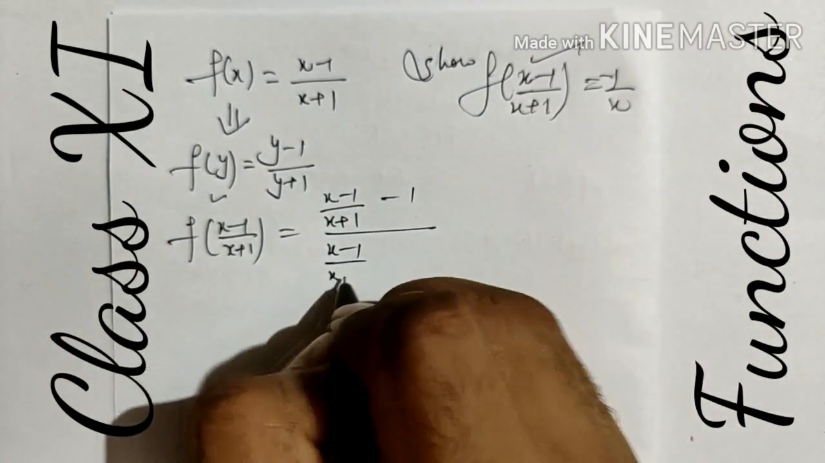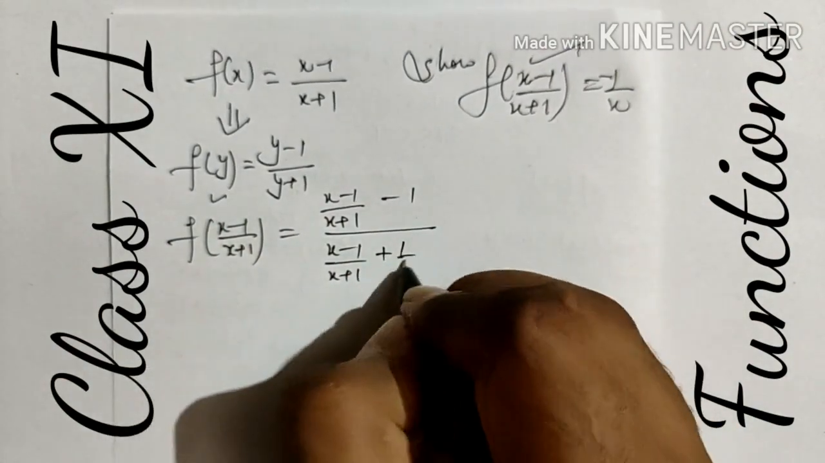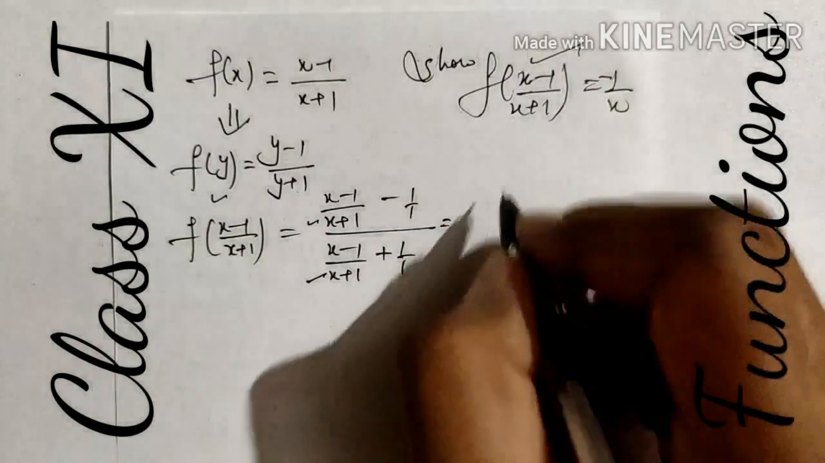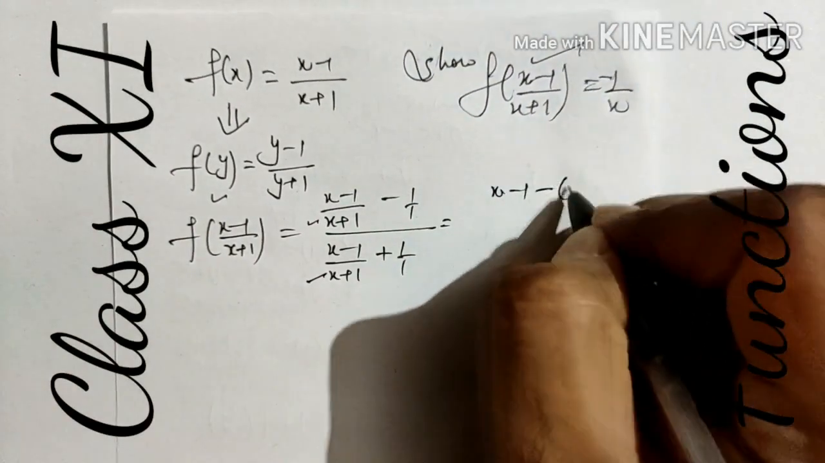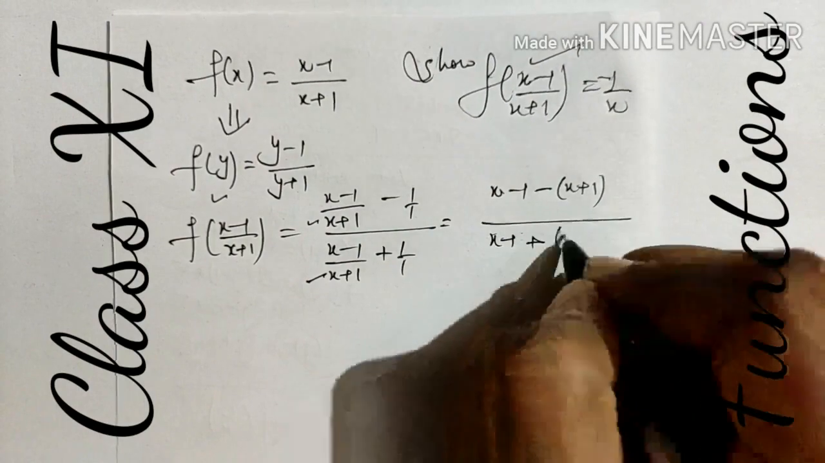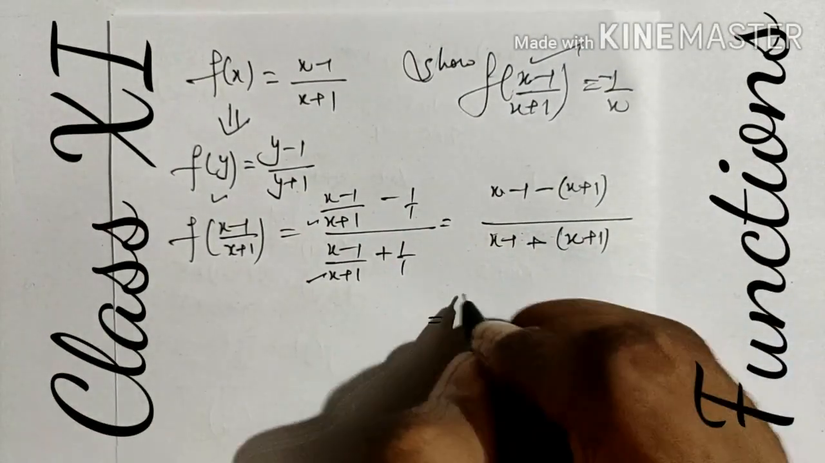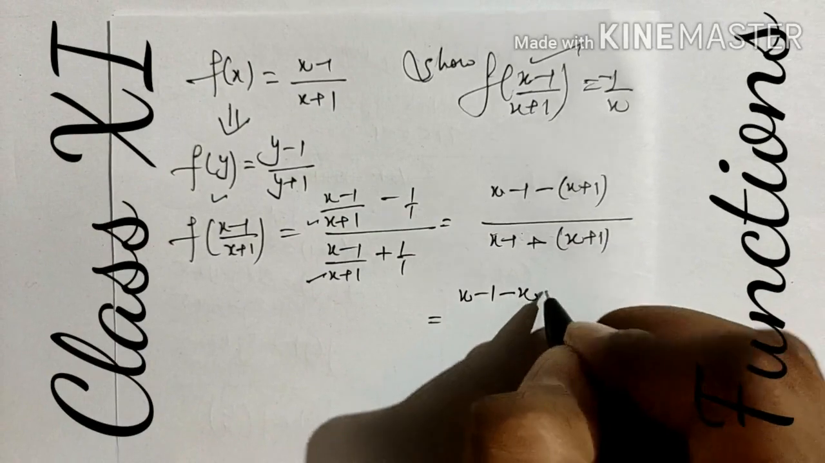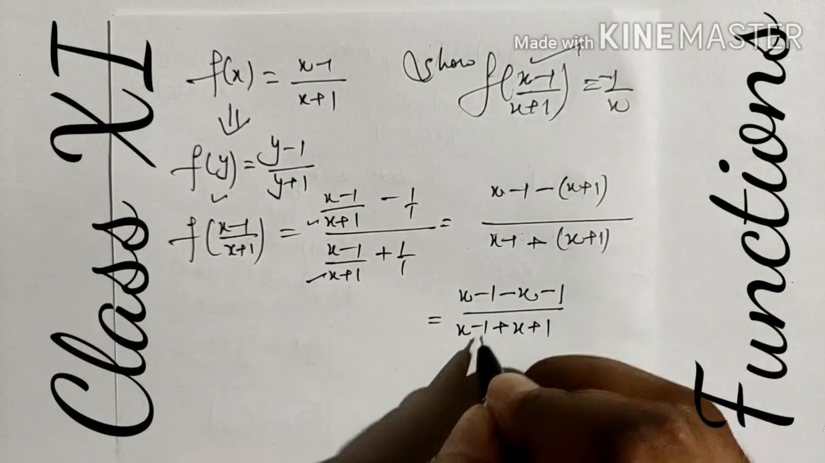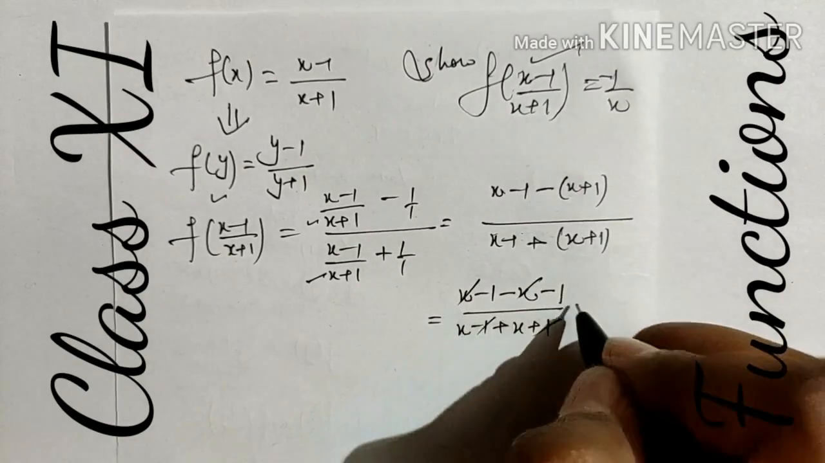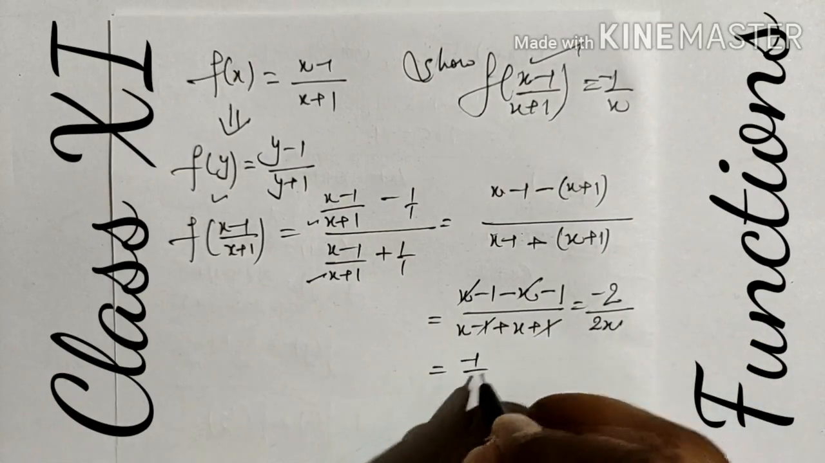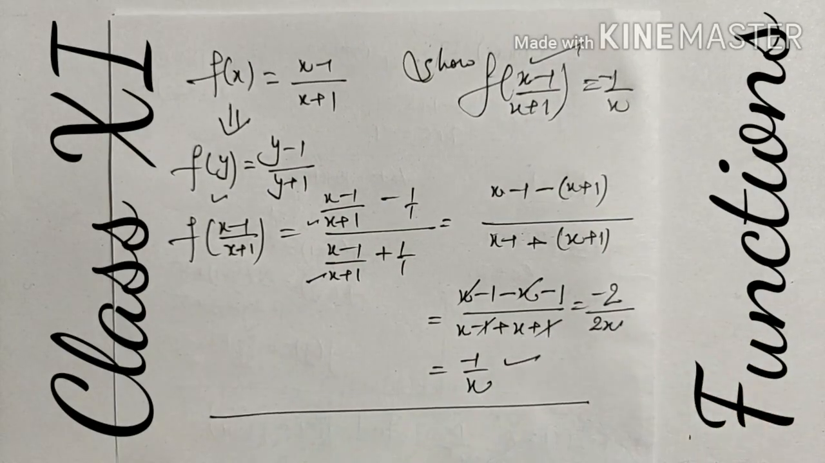The denominator becomes this much. If you see here, we have to take the LCM. In both cases, the LCM is the same, so the LCM will cancel out. We get after the LCM this one, in numerator and in denominator. If we simplify, the numerator becomes x minus 1 minus x minus 1. In the denominator, x minus 1 plus x plus 1. Here 1 cancels out, here x cancels out. So the numerator becomes minus 2, the denominator becomes 2x. Cancel by 2, we get the final answer. Like this we can identify.